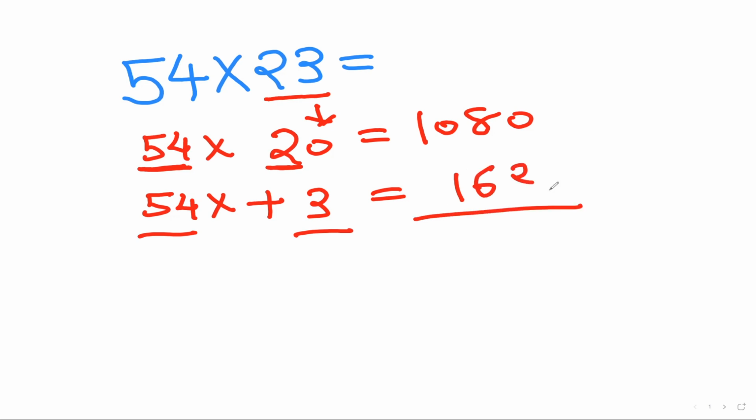Now, I will try to add them together. So as you can see, there is 1,000, and 160 plus 80 will become 240. So it will be 1, 2, 4, and then there's a 2 here. So 1,242 is going to be my answer, guys.